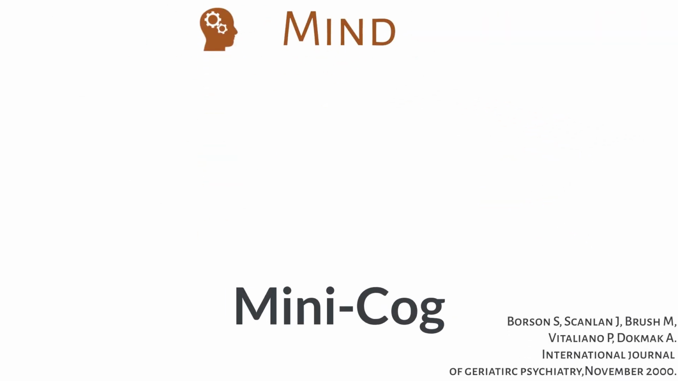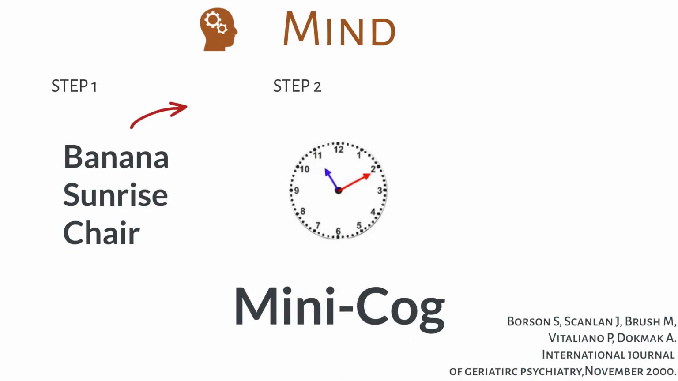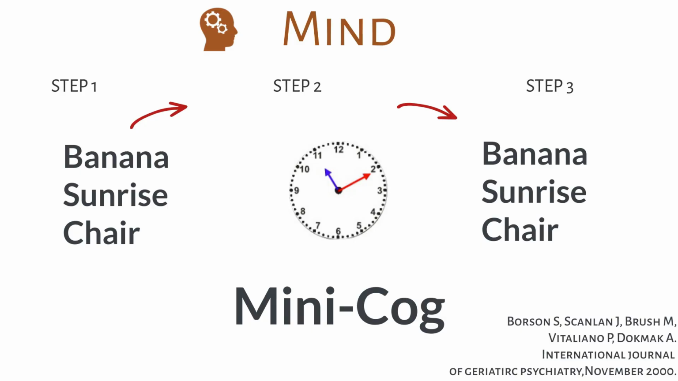A quick screening test for cognitive impairment is the Mini-Cog. This involves having the patient repeat and remember the 3 words banana, sunrise, and chair, draw a clock setting the hands to 10 past 11, and recall the 3 words. If abnormal, pursue further testing such as MoCA or refer to a specialist such as geriatrics or neurology. If normal, you cannot rule out cognitive impairment.